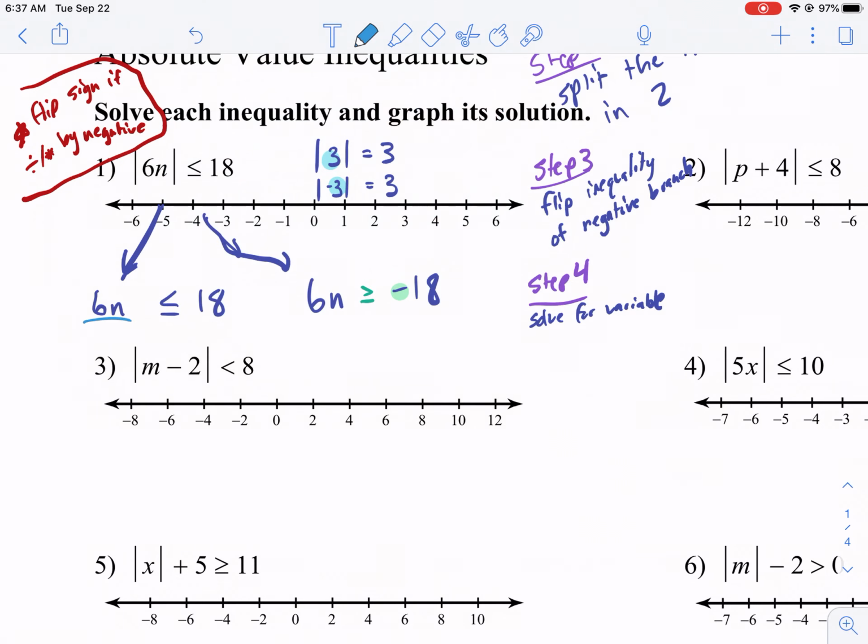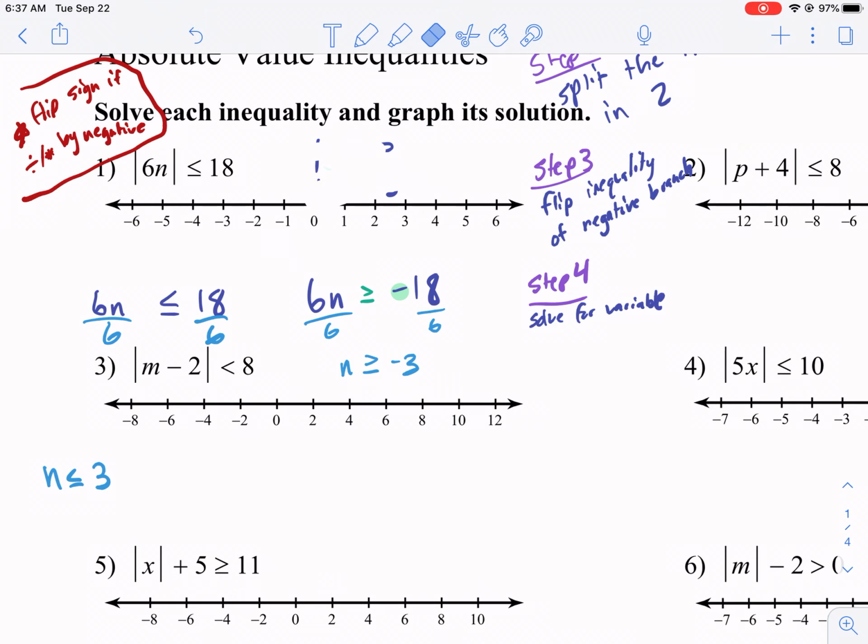Let's go ahead and keep going. So we divide both sides by 6 on this one on the left. Running out of room already. So we get n is less than or equal to 3. Now we go over to this guy and we say, okay, we have 6n greater than or equal to -18, divided by 6, just like I did in the other one. We didn't divide by a negative, so we get n is greater than or equal to -3. Now we're going to graph these.